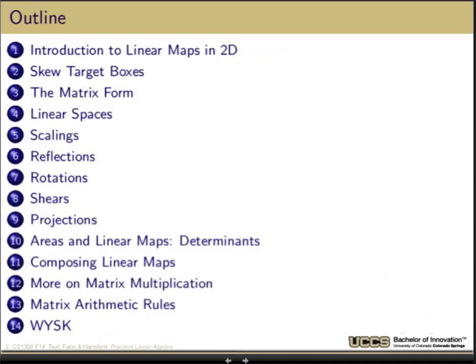Linear maps and the matrix. So this is the outline. This is a long chapter. We'll take a break in the middle, looking at interlinear maps, skew target boxes, then spend a good bit of time on the matrix form.